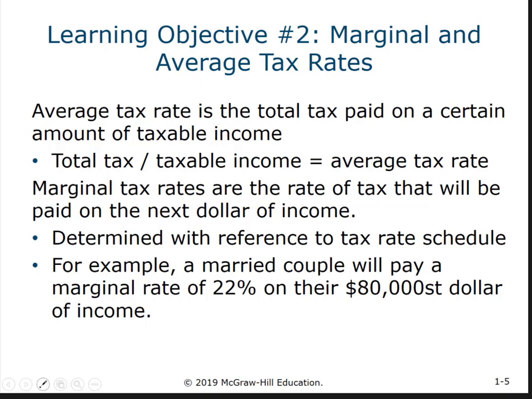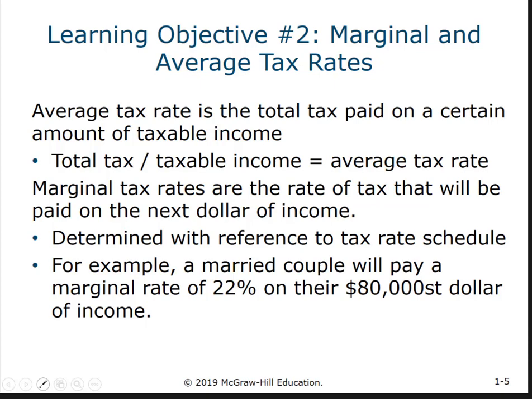Marginal tax rates are what somebody pays on the next dollar of income. If you look at your income and what tax bracket you're in, if you make one more dollar, how much of that will you have to pay in taxes? That's the marginal rate. When we talk about the decisions people make from a tax standpoint, they tend to base them on their marginal tax rate, meaning they look at the choices they make based on what the next dollar of income is and how much they'll have to pay in taxes.